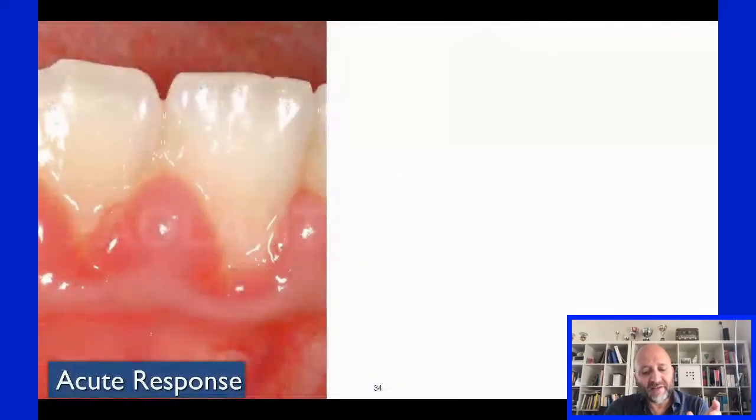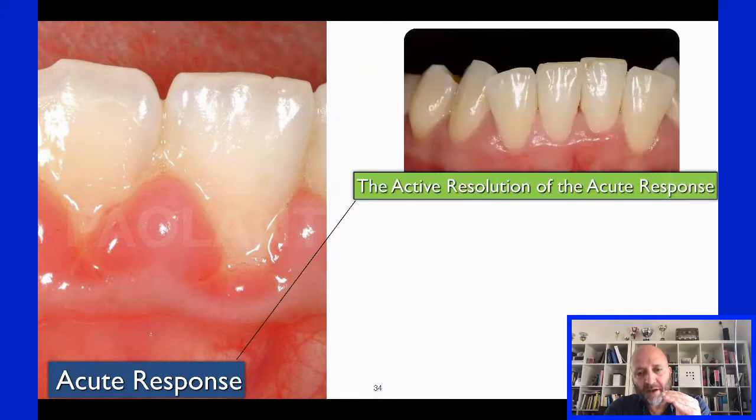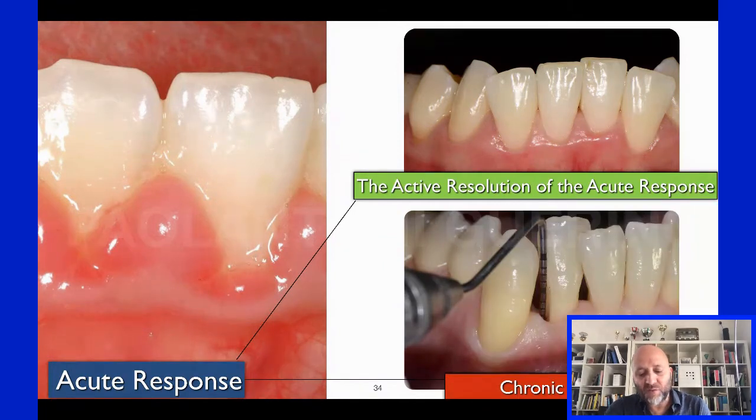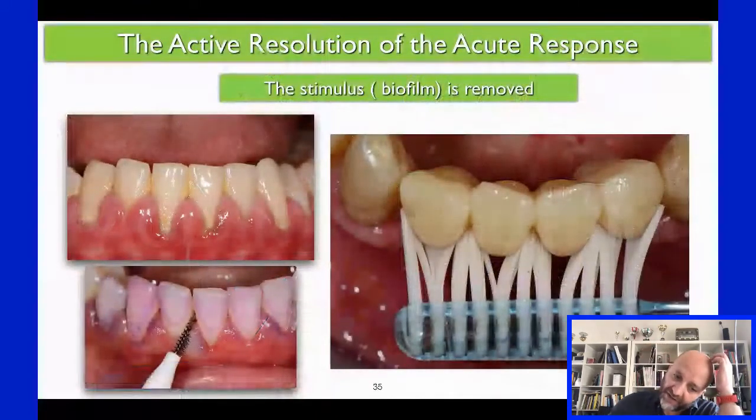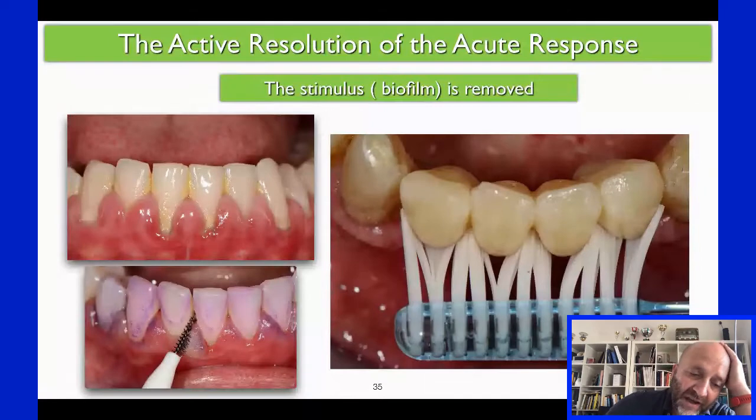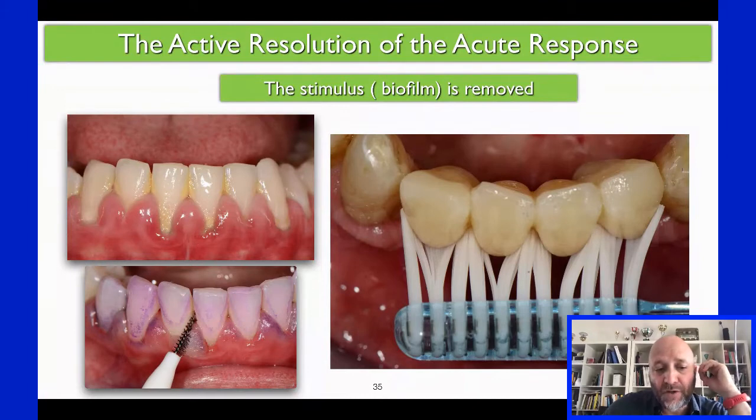So after colonizing the bacteria, we have 2 possibilities. We have an acute response, and after that, one possibility leads to an active resolution of the acute response, and the second leads to the worst outcome. Therefore, the removal of the biofilm represents the fundamental phase of promoting healing. It's necessary to show the patient how to remove the biofilm using an interdental brush or a manual toothbrush. It's very important to explain to the patient how to remove the biofilm.